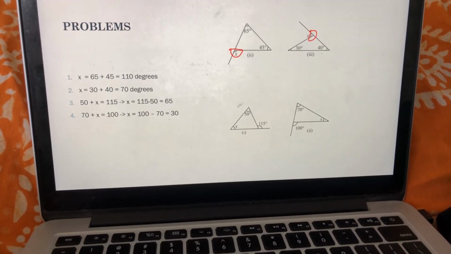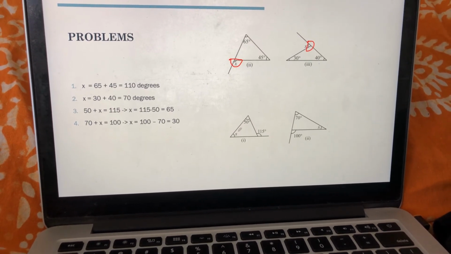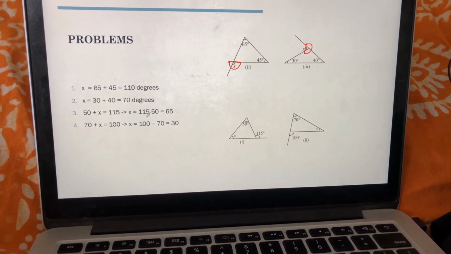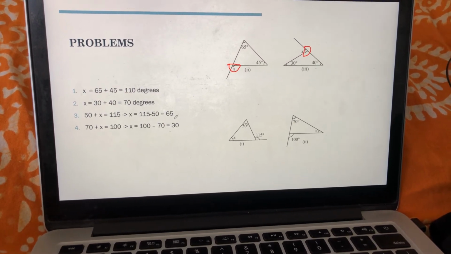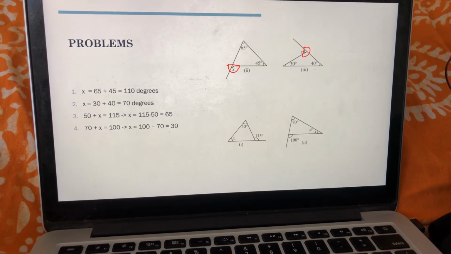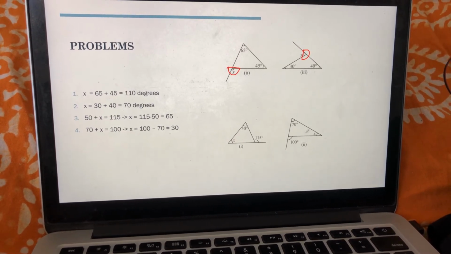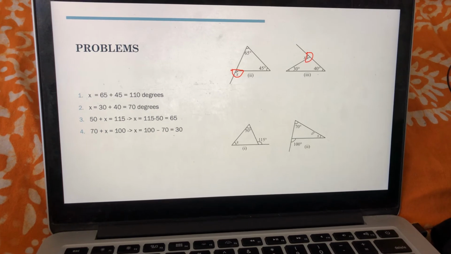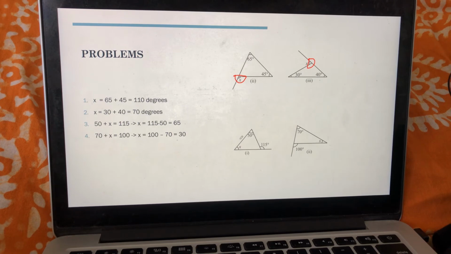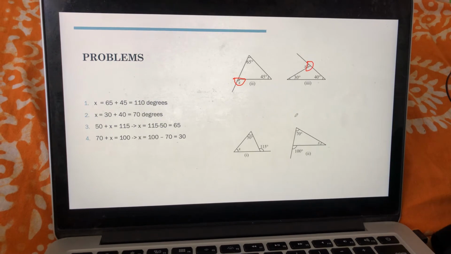Okay, let's move to the next question. Here 115 is the exterior angle, x is the interior angle. So x plus 50 must be equal to 115. So x is equal to 115 minus 50, which is nothing but 65 degrees. Moving on to the last problem of this section, we have x as an interior angle and 100 as the exterior angle. So 70 plus x must be equal to 100. So x is nothing but 30 degrees. Here the exterior angle is the one that you have to find, and here you have to find an interior angle. But all these problems use the concept of the exterior angle property of a triangle.